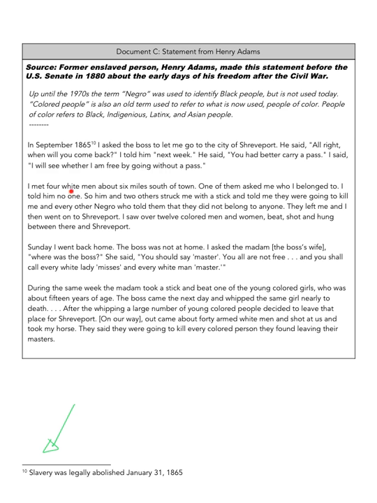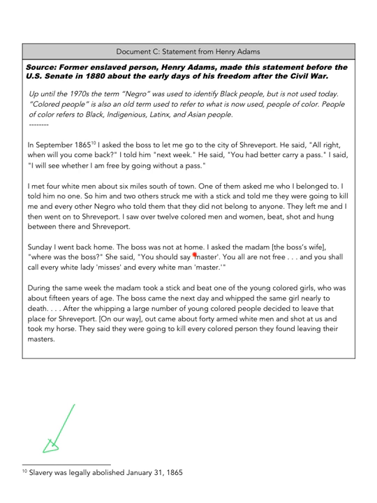I met 4 white men about 6 miles south of town. One of them asked me who I belonged to. I told him no one. So him and 2 others struck me with a stick and told me they were going to kill me and every other Negro who told them they did not belong to anyone. They left me, and I then went on to Shreveport. I saw over 12 colored men and women beat, shot, and hung between there and Shreveport. Sunday I went back home.